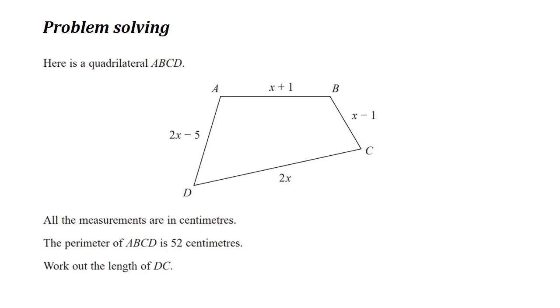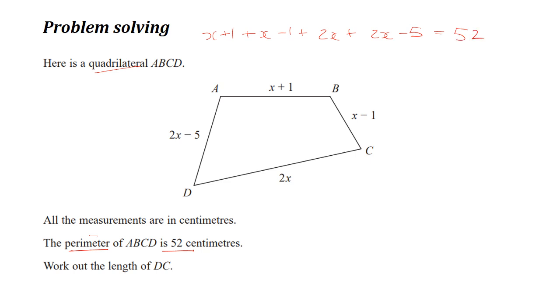So, with any problem solving or exam problem, take your time, read the question carefully, make a note of any key words. So quadrilateral means it's a four-sided shape, all the measurements are in centimetres. The perimeter is the distance around the edge of the shape. Right, so when we add all of the lengths, we will find the perimeter. So x plus 1, the top, plus the right hand side, plus the bottom, plus the left hand side, and the question tells us that the perimeter is equal to 52 centimetres.